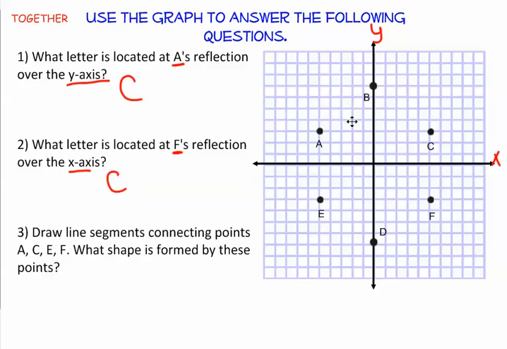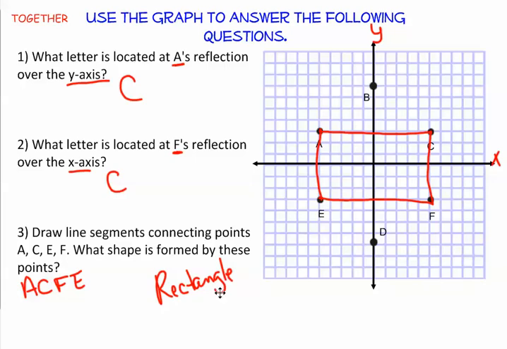It's hard for me to do it, but hopefully yours will look better than mine. So A, C, I should have gone, actually, guys, this one should say A, C, F, E. It should say that so that it makes a complete shape. Otherwise, it would be a little bit different. All right. So what shape is formed? That is a rectangle. Okay. All right. So that was on your notes too. So make sure you wrote that down.